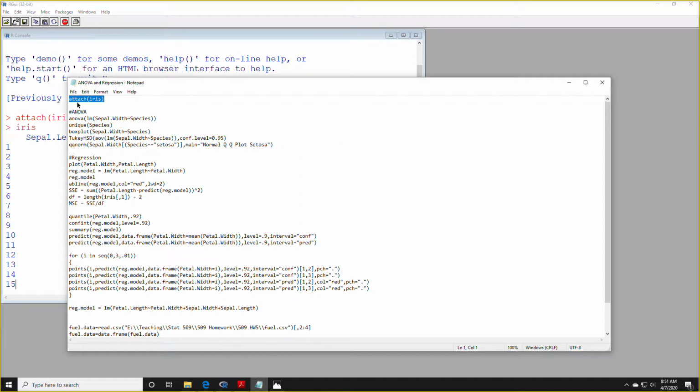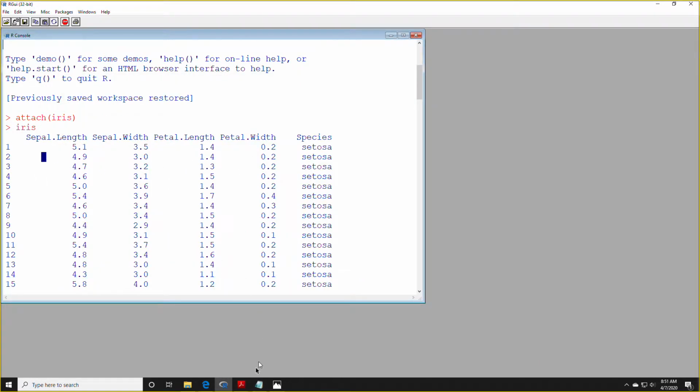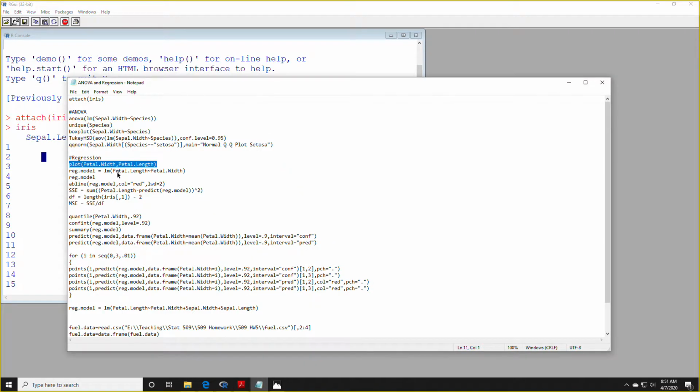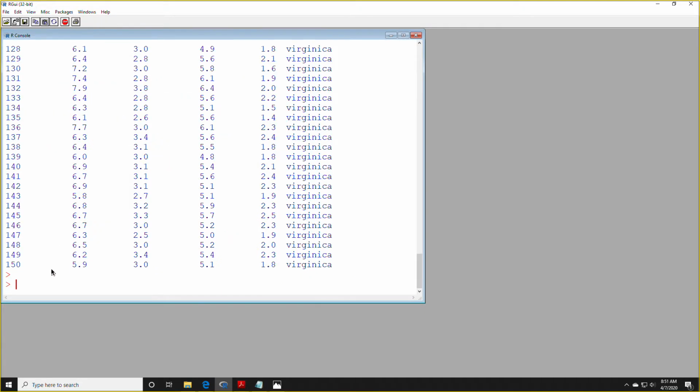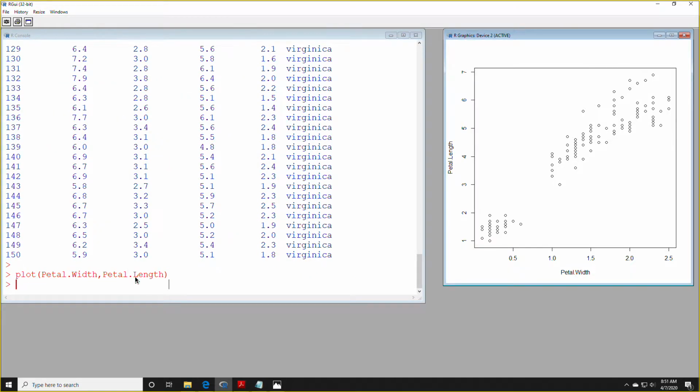If we go down here, we can see we have regression. The first thing I want to do is, in this case, there's more than 2 variables here. To make it a simple linear regression model, I just want to focus on 2 of them, petal width and petal length. If I copy and paste that code into R, plot, petal width, petal length, the plot function is how you can get a scatter plot in R.